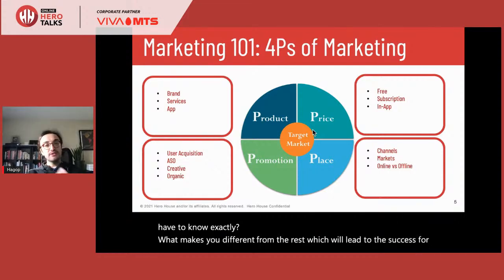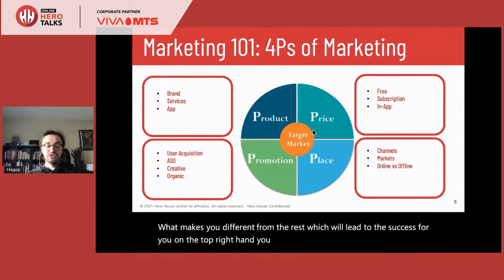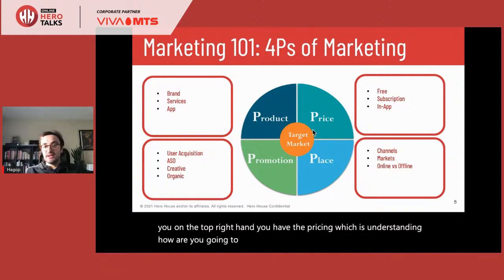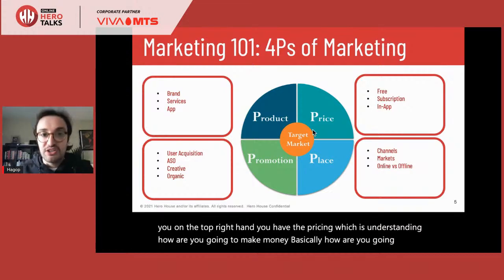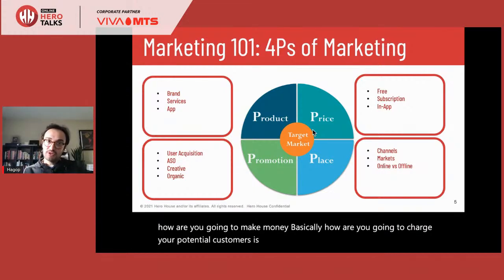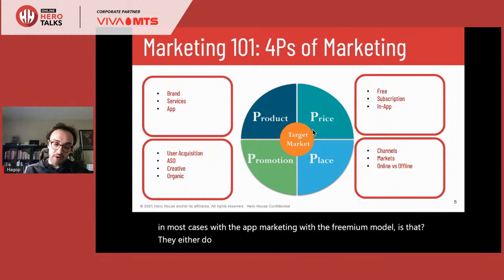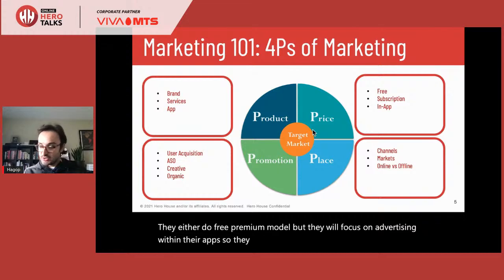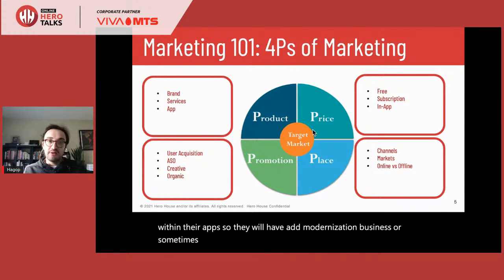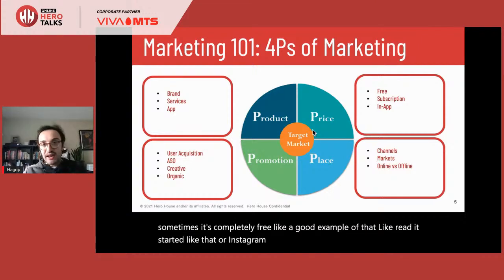On the top right hand, you have the pricing, which is understanding how you are going to make money, basically. How are you going to charge your potential customers? Is it a freemium model that you're offering? And in most cases with app marketing, they either do a freemium model but focus on advertising within their app, so they will have an ad monetization business. Or sometimes it's completely free. A good example of that, like Reddit started like that, or Instagram started like that, but now they started showcasing ads in their business.